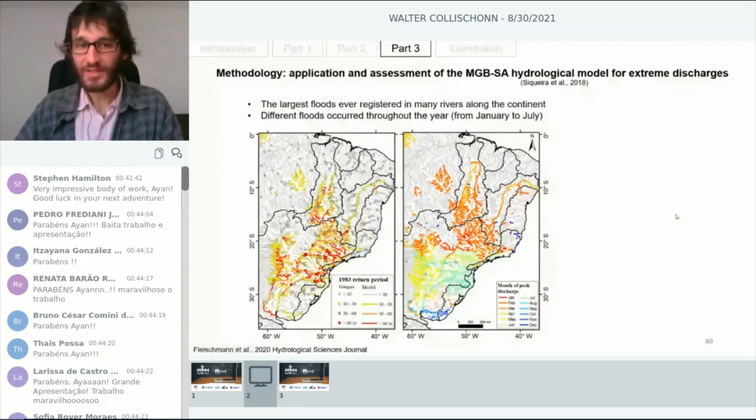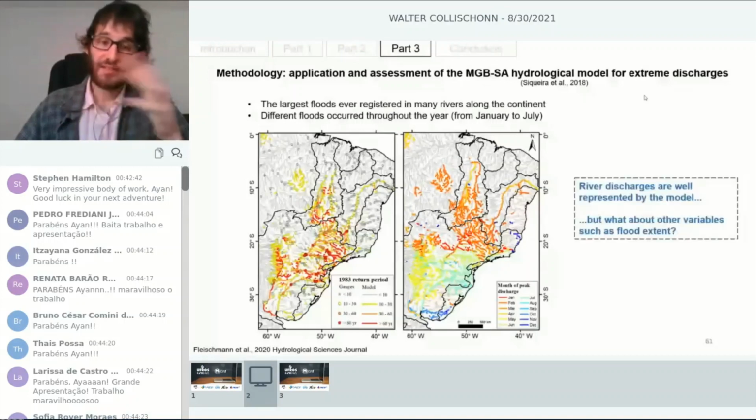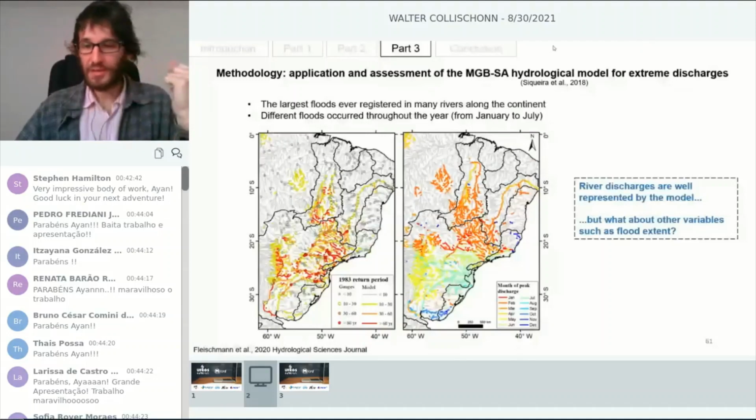And what does it mean? It means that different floods occurred throughout the year. So it was not one big 83 flood, it was many, many different floods. And this was a very strong El Niño year, which was the main factor explaining the extreme precipitation that you had. And in summary, we had the largest floods ever registered in many parts of the continent that occurred in many different months.